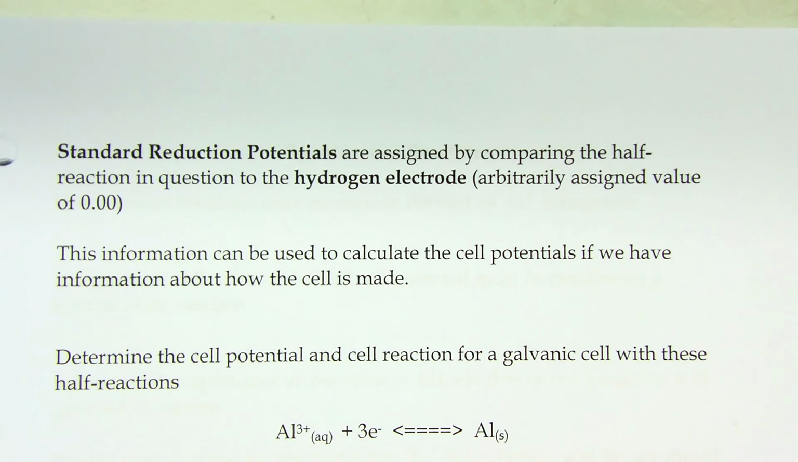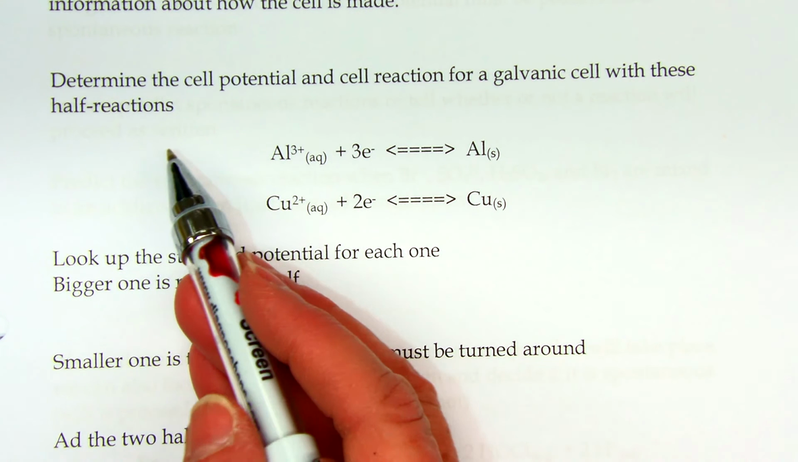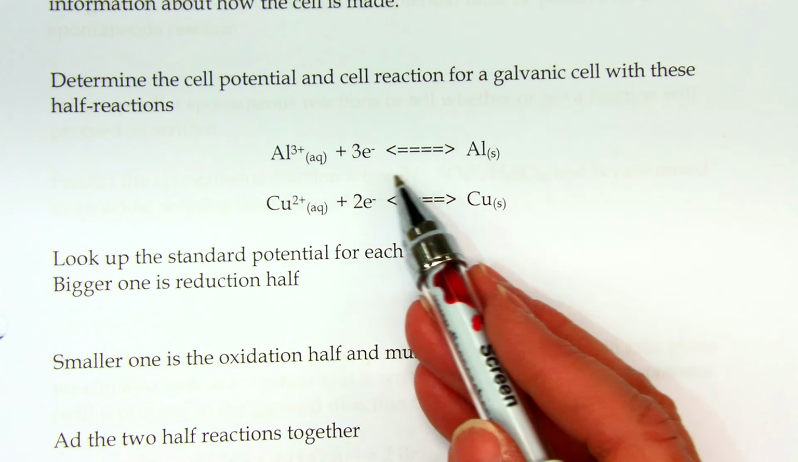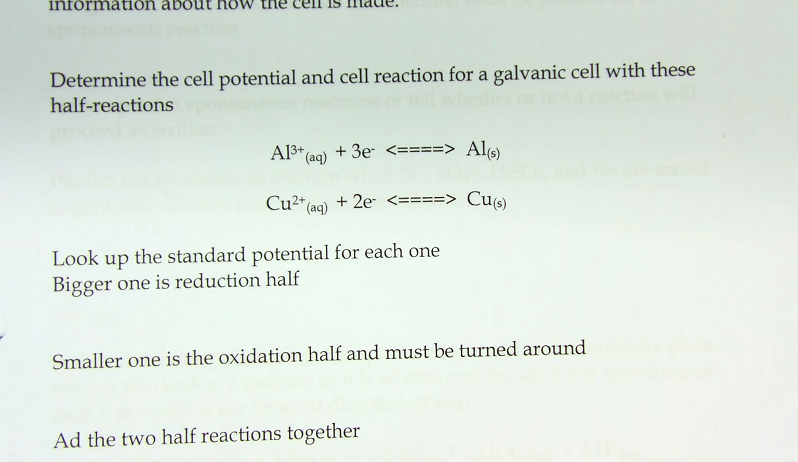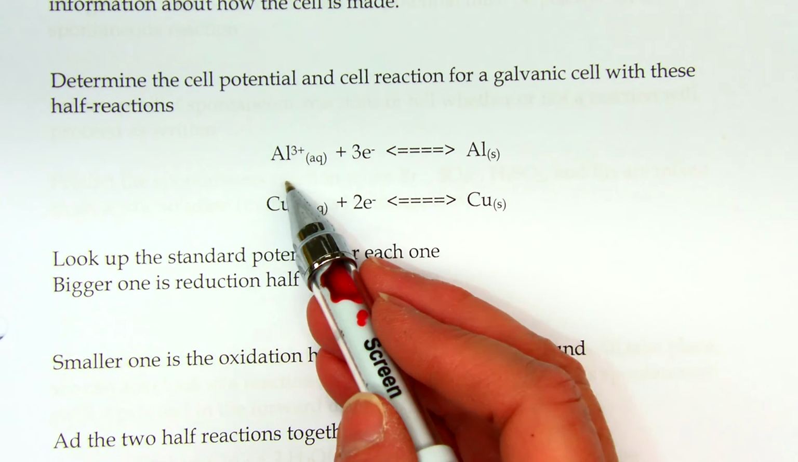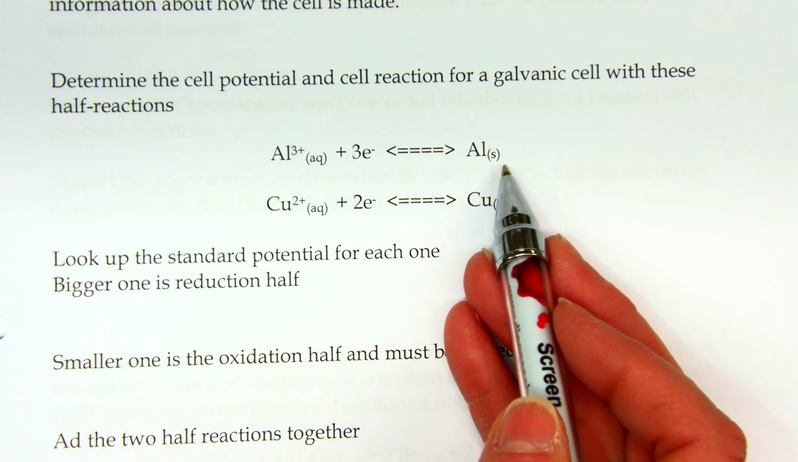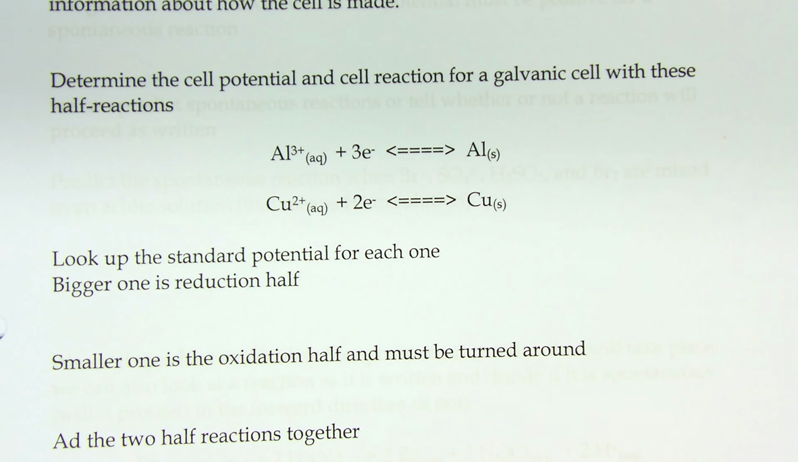Okay, so this is a typical problem. Determine the cell potential for a galvanic cell with these two half reactions. Tomorrow what we're going to do in lab is take half cells and then hook them up and see what happens and measure the voltage on a voltmeter. It'll be pretty exciting. So we have the aluminum half. Aluminum 3 plus plus 3 electrons makes aluminum solid. Copper 2 plus plus 2 electrons makes copper solid. These are both written as reductions.